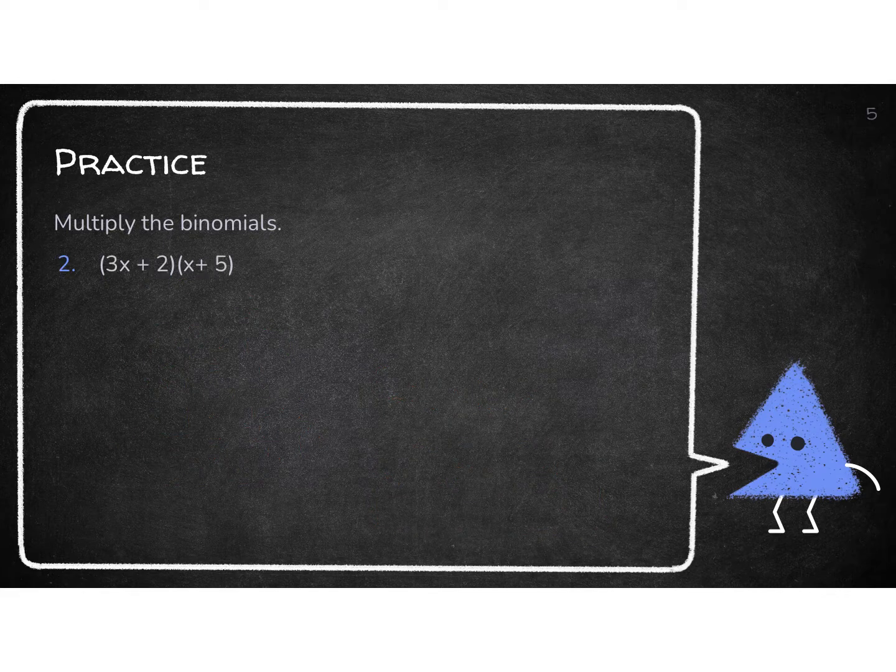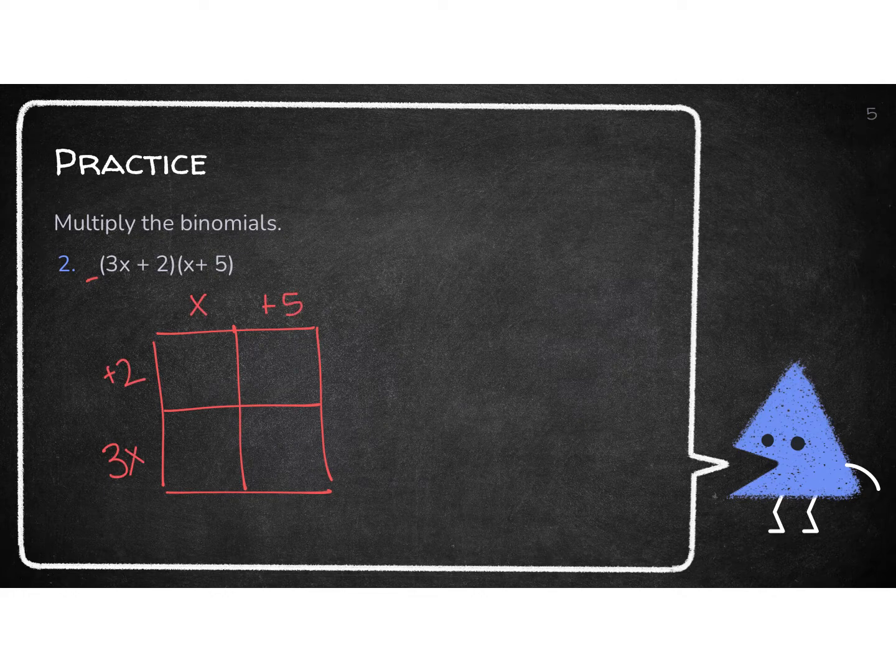Here's my second example now. There is nothing outside of the parentheses, so I'm going to create my box. I still have two pieces in each parentheses, so I'm still going to need a 2 by 2 box. So I have a 3x plus 2 and an x plus 5. So we're going to do 3x times x. So 3x times x is going to be 3x squared.